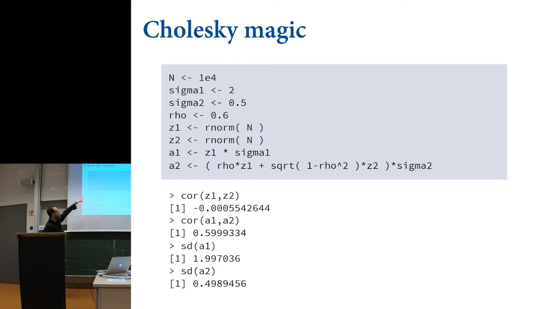This is what you should do. You should take the first one and multiply it by its sigma. That probably makes sense to you, right? So that puts it on the right scale. And then the second one is the fun one, and that's what the Cholesky factor gives you, this stuff in the middle here. It's rho times the first z-score plus the square root of 1 minus rho squared times z2. Yeah, it's obvious, right? Anyway, this is what comes out of the Cholesky factor.